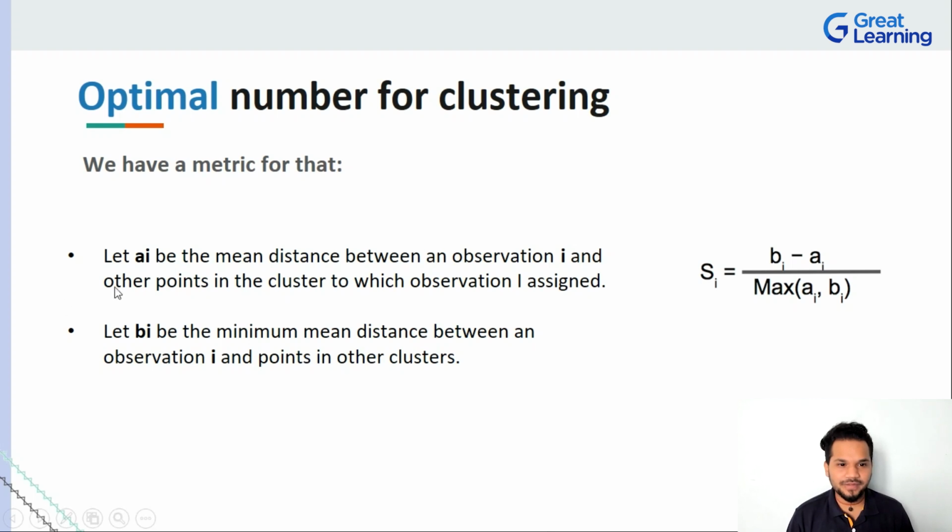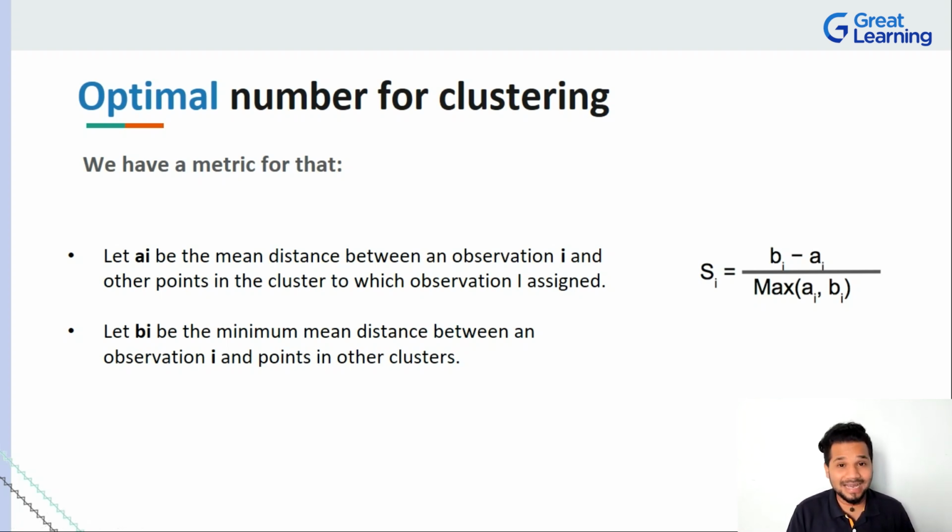Let me give you an example for that. Let's just say A(i) is a metric where you have the mean difference between the observation i and the other points in the cluster to which each observation i is assigned, right? That is A. Then B is basically another minimum mean distance that occurs at that observation i, and all the points, it points to what? It points to the other clusters, right? So the formula is simple.